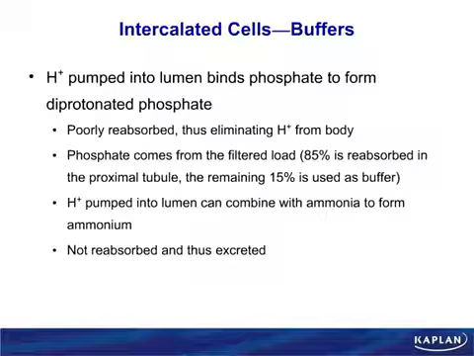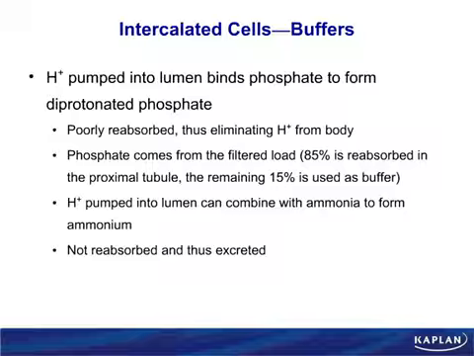Now, protons are pumped into the lumen. We looked at how they're pumped into the lumen, and they bind to your buffers. One buffer we mentioned is phosphate. Now, where does phosphate come from? Phosphate comes from your diet. You eat phosphate, you filter phosphate. 85% of the phosphate you filter is reabsorbed in the proximal tubules. The other 15% comes over here to the distal tubules and is used as a buffer. It binds protons and is used to buffer acid. This is where about 40% of your acid uses phosphate as a buffer.